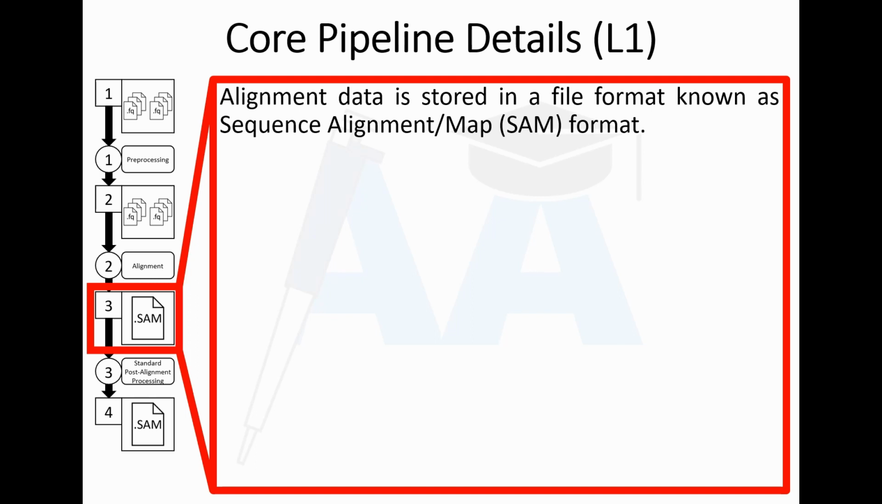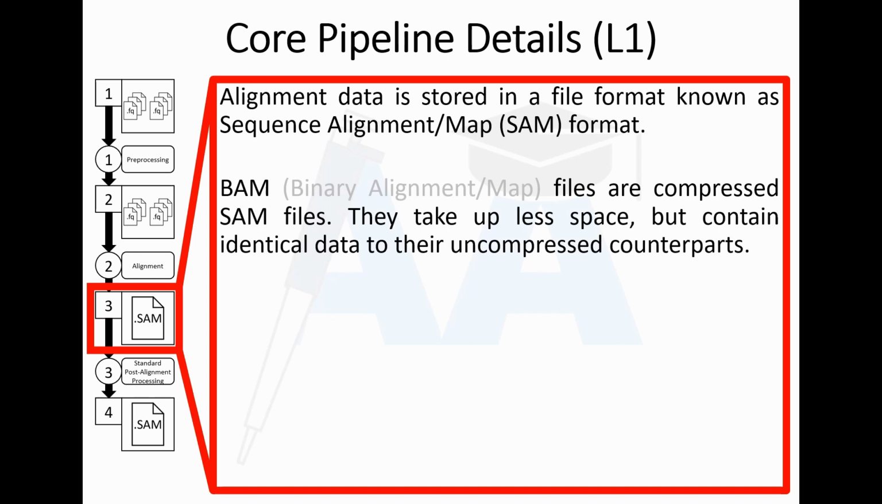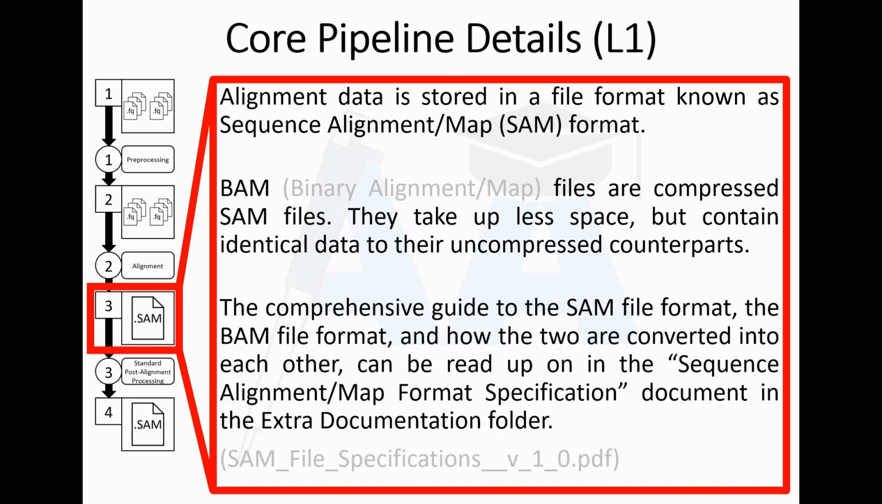SAM stands for Sequence Alignment Map, and this is the file format used to store alignment results. Some alignment programs produce BAM files instead, but BAM files are just compressed SAM files. They take up less hard disk space on your computer, but they contain identical data organized in the same way as their uncompressed counterparts. I will explain SAM files in detail, but you can also refer to the official SAM file specifications document linked in the description below.